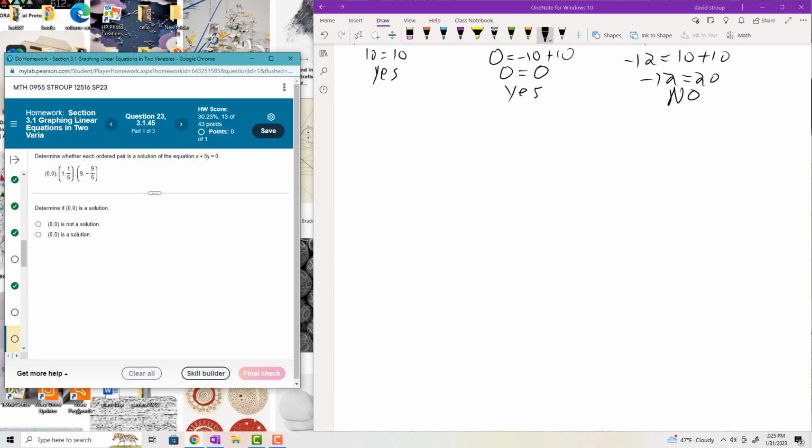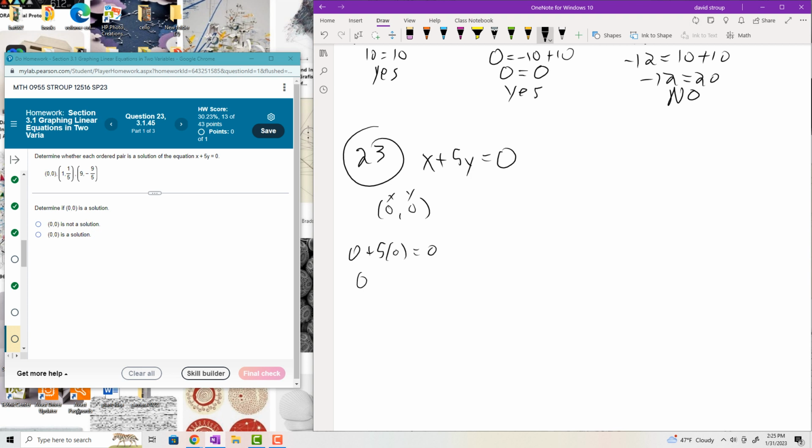Here's one with fractions, so it's always interesting. Let's try number 23, sure. We've got x plus 5y is 0. We want to try 0, 0. So plugging in, this is x, this is our y. So 0 plus 5 times 0 is 0. And then 0 plus 0 is 0. So that works.